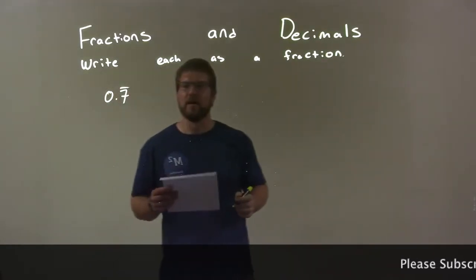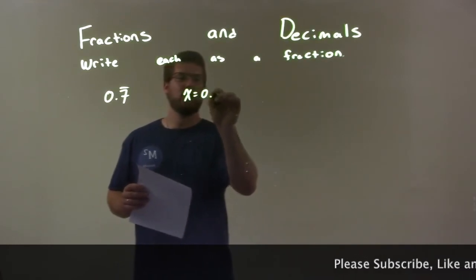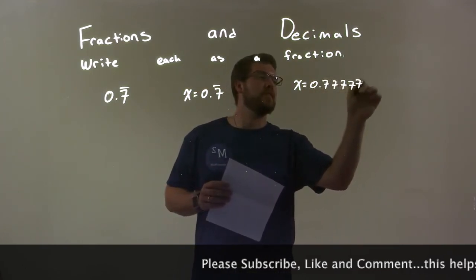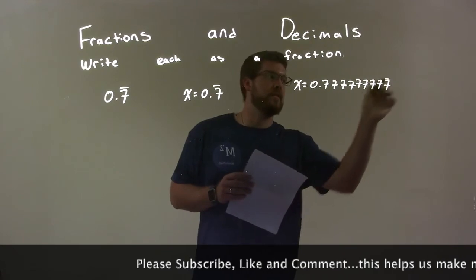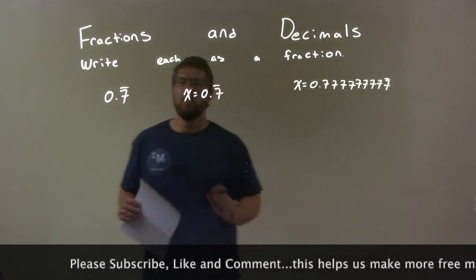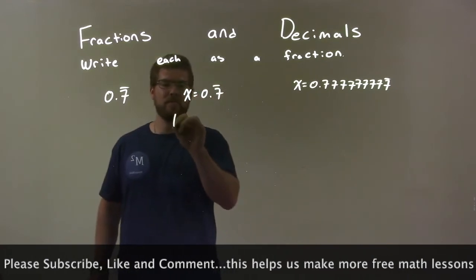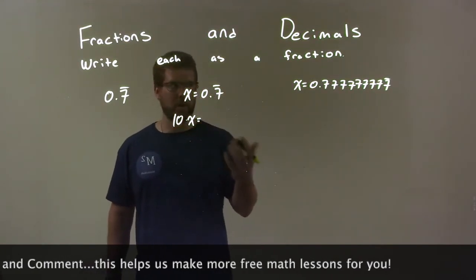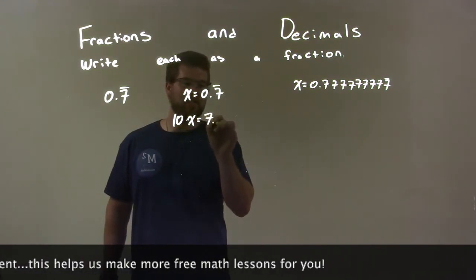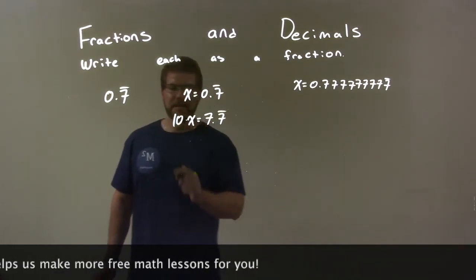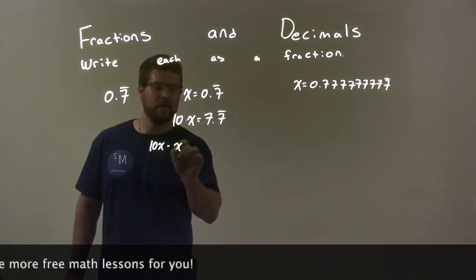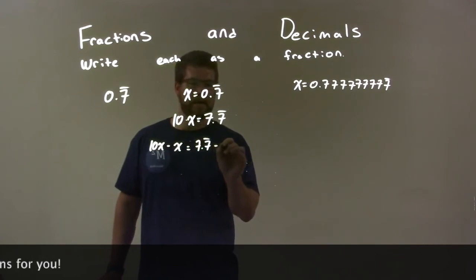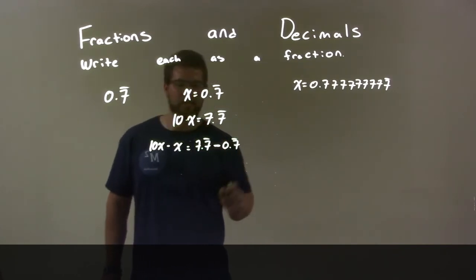0.7 repeating. I'm going to let x equal 0.7 repeating. So we can see x equals 0.777777777, repeating forever. I'm going to take the x and multiply it by 10. So I have 10 times x, which is equal to 0.7 repeating times 10. Move the decimal over 1, and we have 7.7 repeating. Now I'm going to take 10x minus 1x, which is 7.7 repeating minus 0.7 repeating.